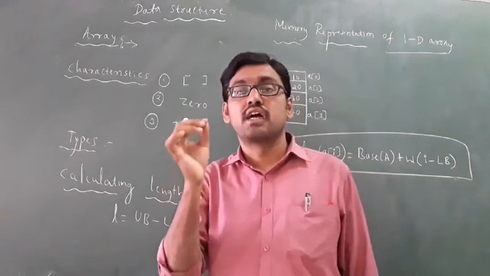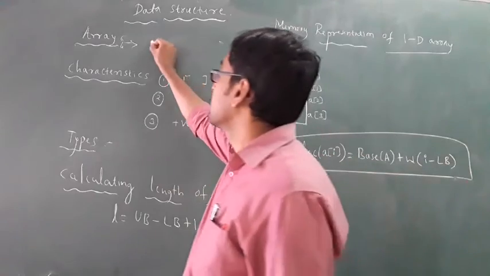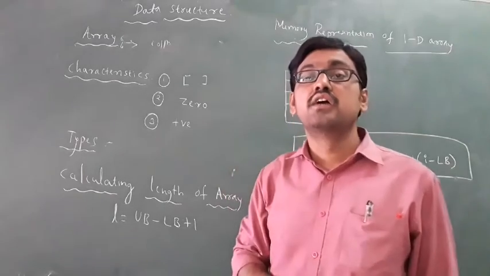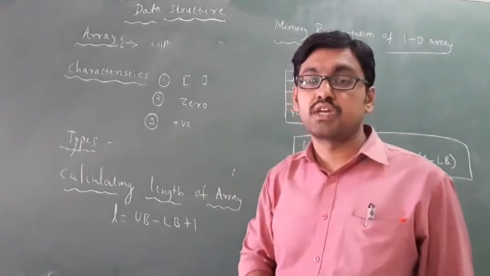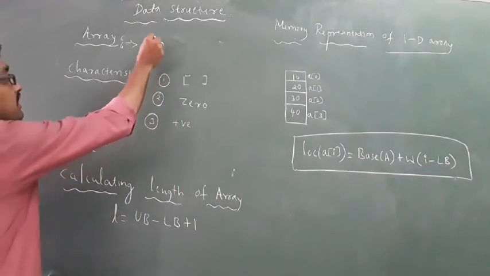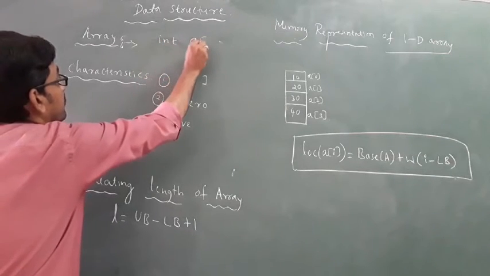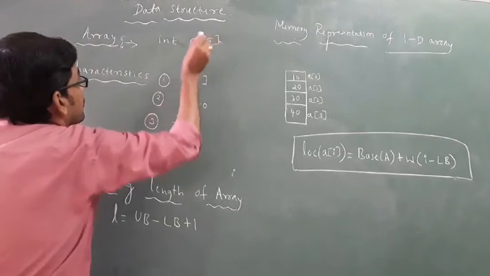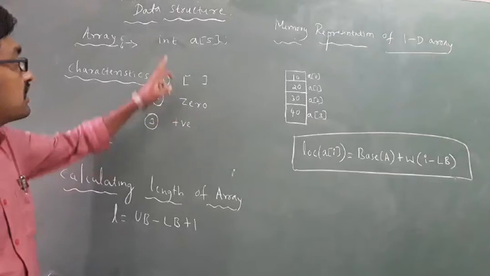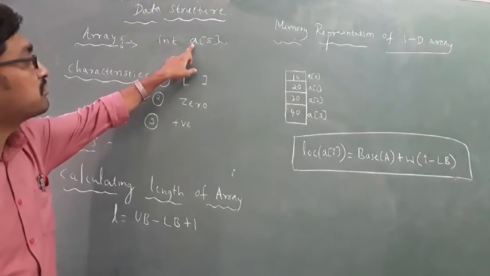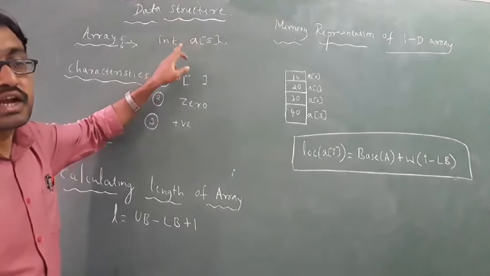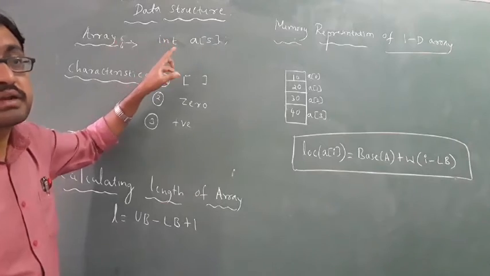What is an array? An array is a collection of elements, a collection of data which has the same name and the same data type. That is called an array. How to declare an array? You know how to declare an array. An array can be declared by using int a[5]. Array means you have the same data type and the same name, but different memory locations.